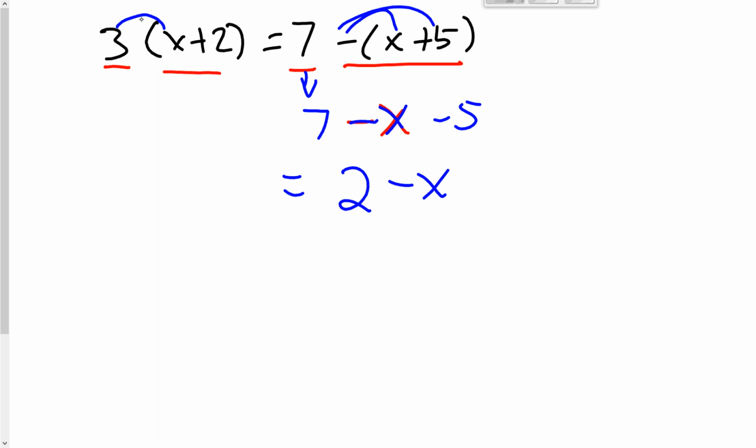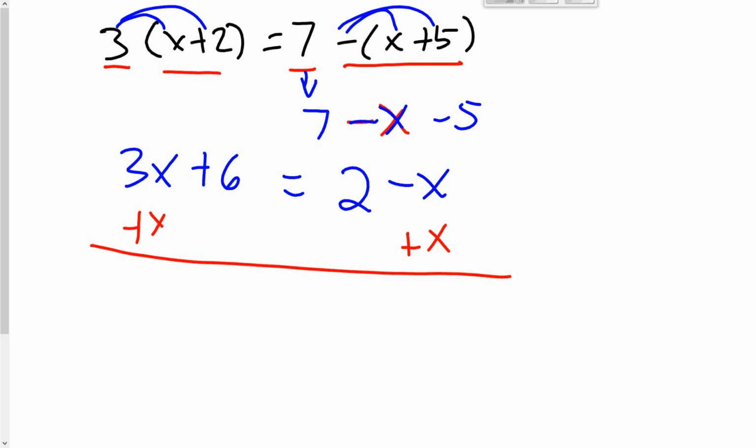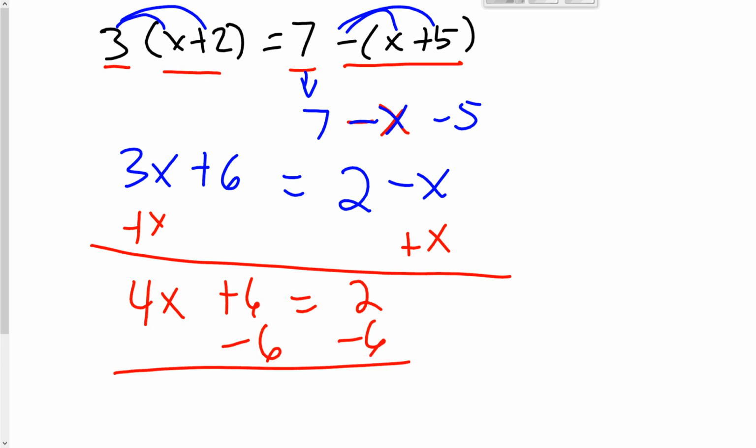This side we can distribute that, 3x plus 6. Now we have a few steps that we can do. Again, it doesn't really matter which way you go, as long as we get x to one side and my regular numbers on the other. So I'm going to move this negative x over by doing the opposite. You always move stuff over by doing the opposite. Okay, move the 6 over. Instead of adding 6, we're going to subtract 6. So 4x equals -4.